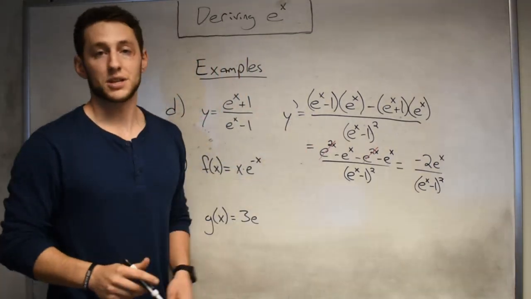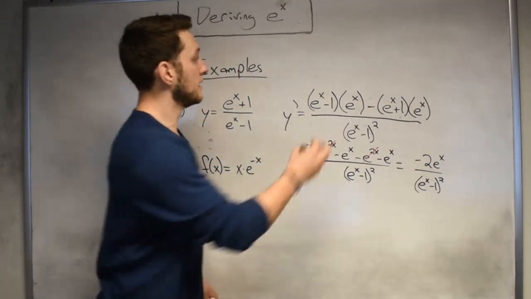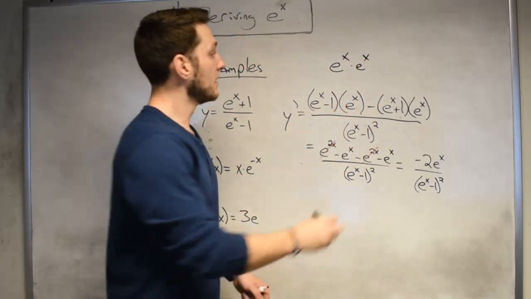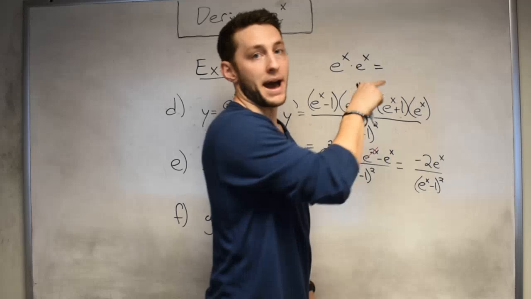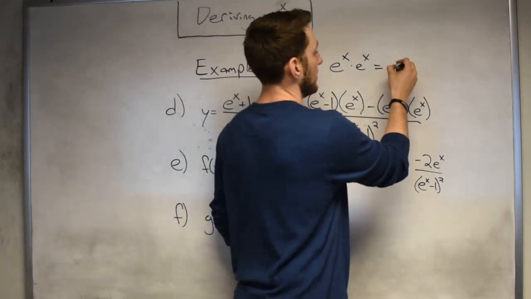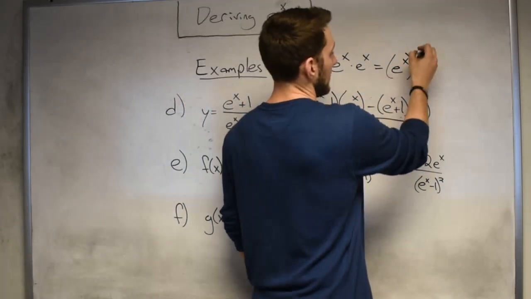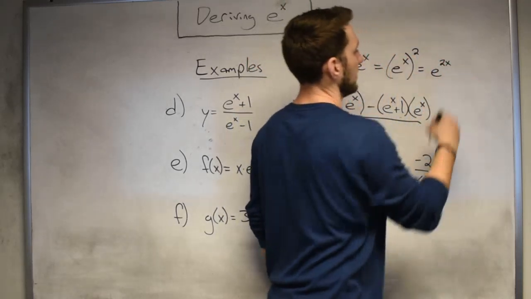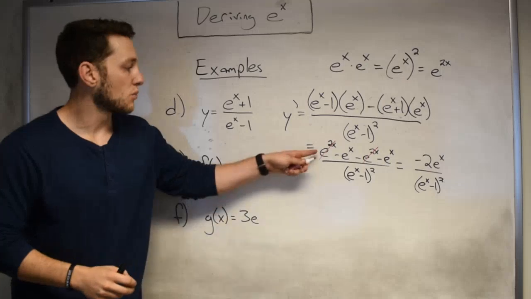As a quick justification, if I have e to the x times e to the x, what we're going to do is add the powers. You could also think of it as e to the x squared, but a power to a power, you multiply, giving me that e to the 2x. So that's where we get that from.